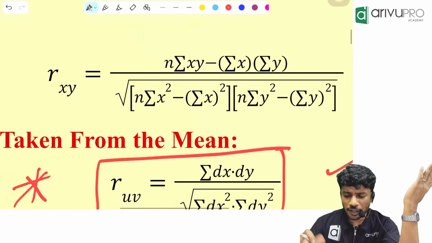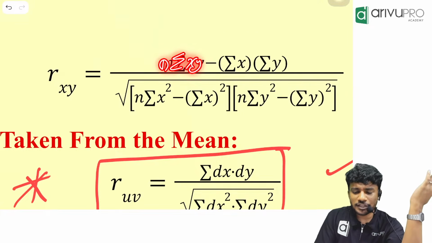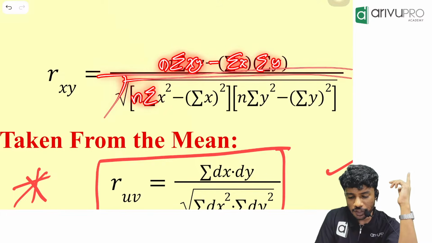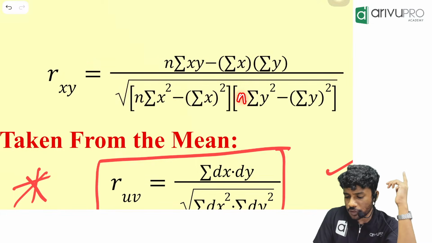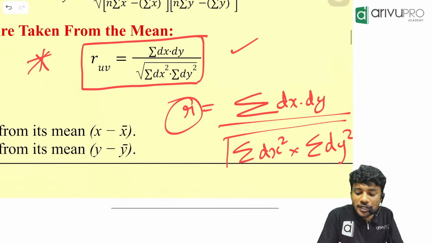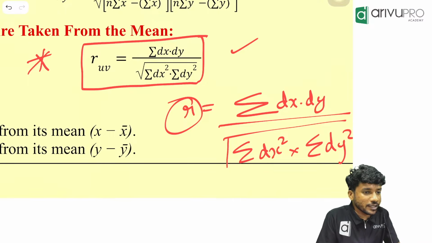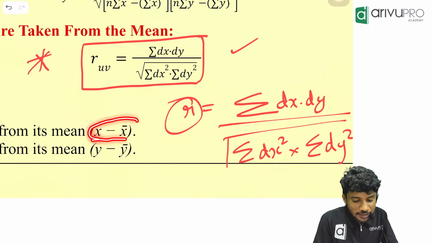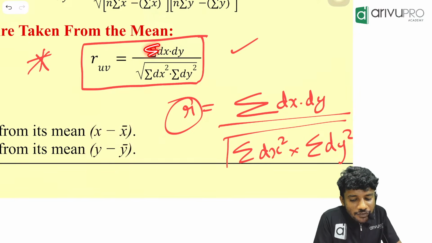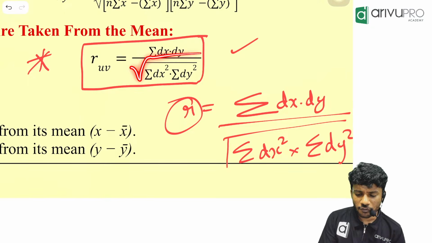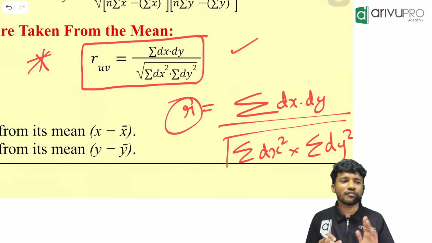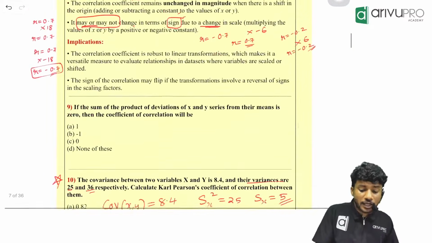The second formula, even if you don't remember, I told you how to find covariance value. Find the covariance, then divide it with standard deviation of x, divide with standard deviation of y. Or if you are remembering this formula, you can remember it this way: n into sigma xy minus sigma x, sigma y, divided by root of n into sigma x square minus sigma x the whole square into n into sigma y square minus sigma y the whole square. This way you can remember.